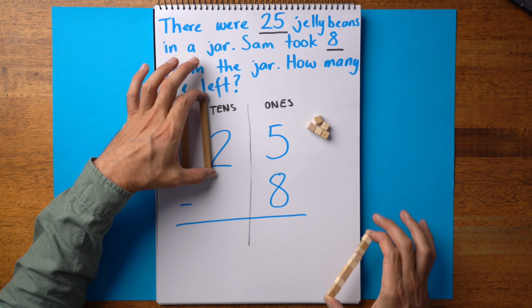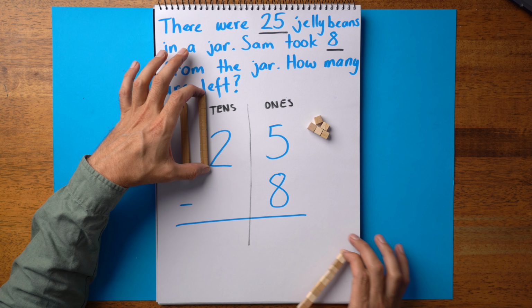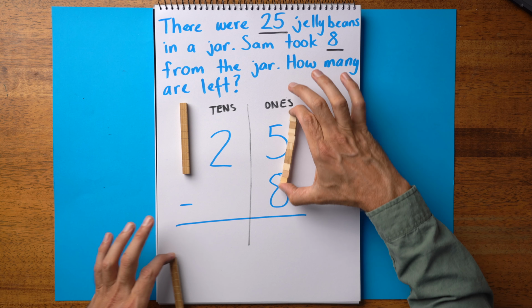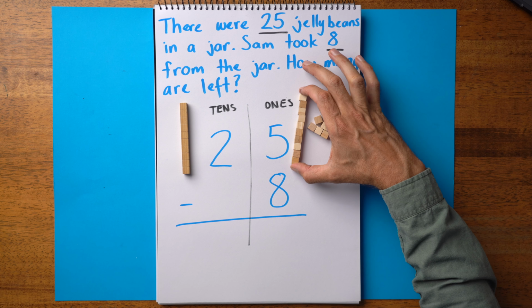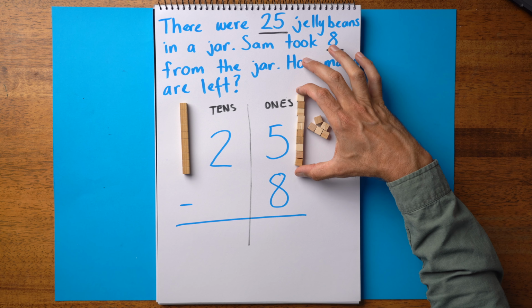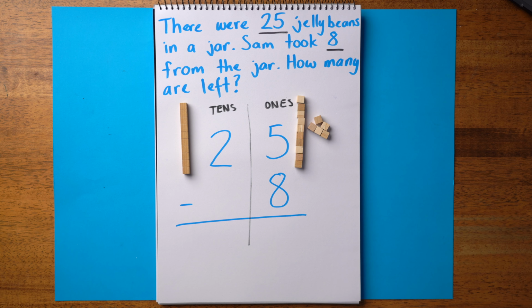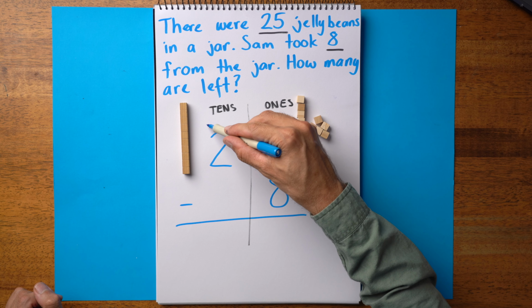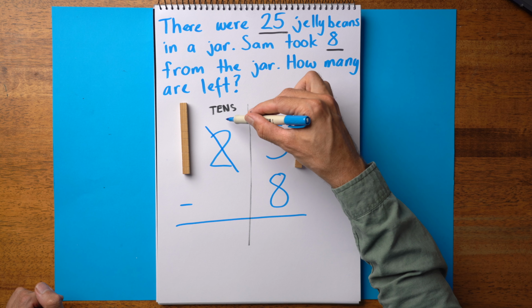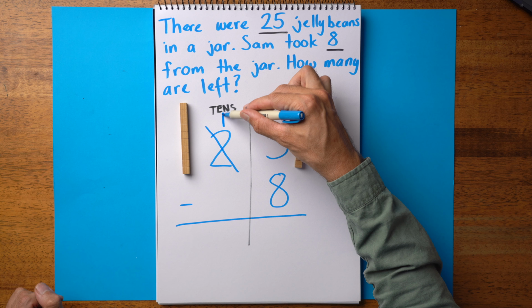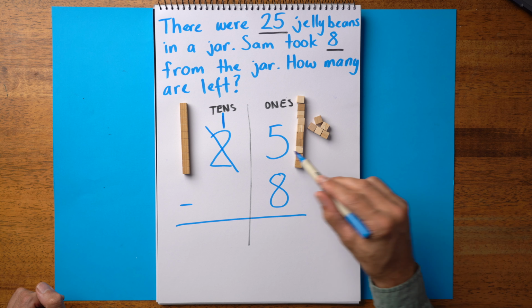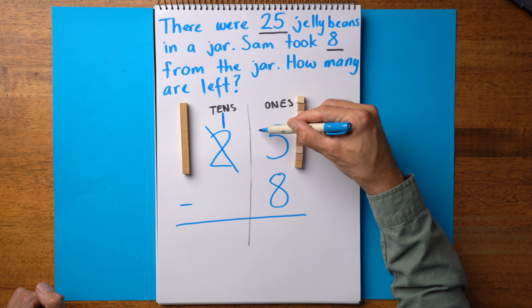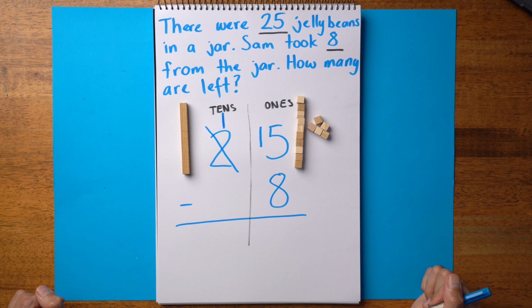What I'm going to need to do is rename one of the 10s. I'm going to rename this 10 as 10 1s. So take one out and put one in. Notice they're exactly the same. Now changing the numbers on my page, I have not 2 10s, but I have now 1 10. And I have not 5 1s, but I have 15 1s.